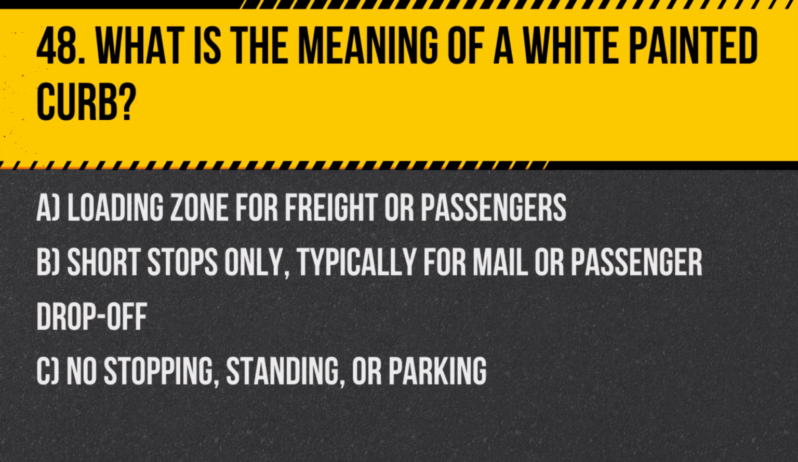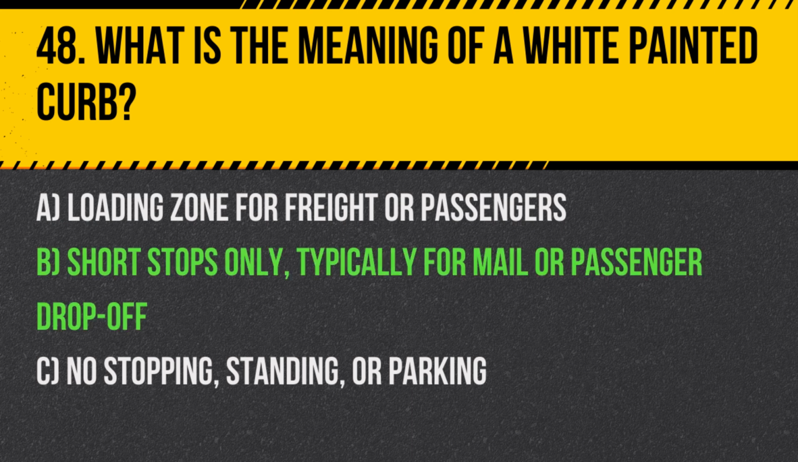Question 48. What is the meaning of a white painted curb? A. Loading zone for freight or passengers. B. Short stops only, typically for mail or passenger drop-off. C. No stopping, standing, or parking.